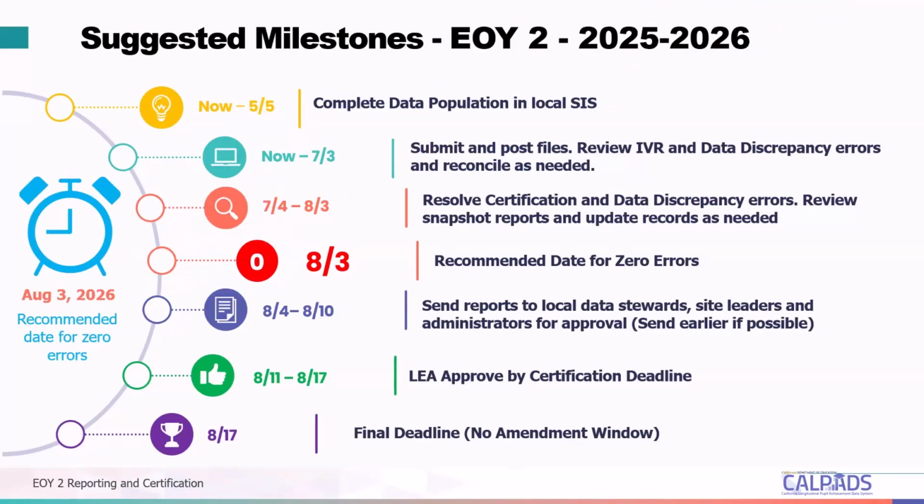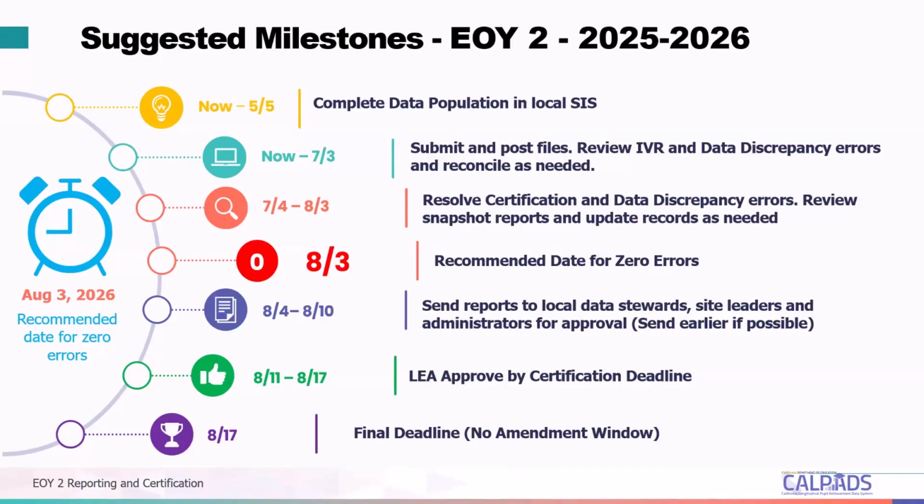Suggested milestones for end of year two. Right now, if you're reviewing this recording, it is prime time, whenever you're reviewing it, to complete the data population in your student information system. You can also submit files even if the snapshot is not running, to identify any data discrepancies and make sure you pass input validations, just to review the data before you need to certify it. If you do not have a complete data set, you can overwrite the data or delete it from CALPADS and submit the complete data set later.